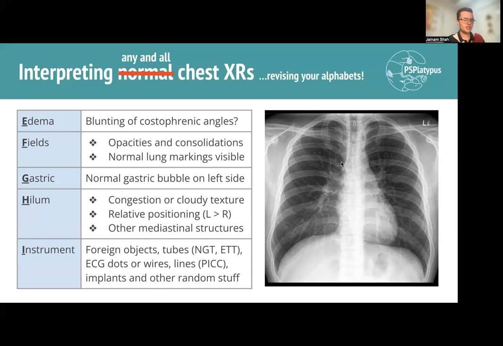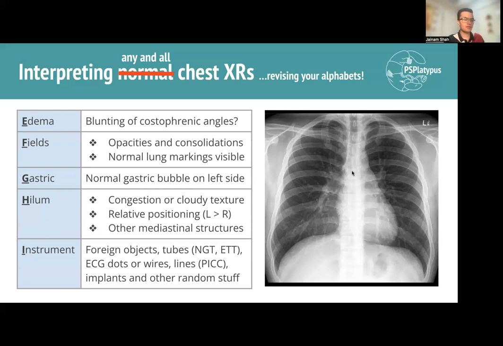It's also a good opportunity just to have a look at some of the other mediastinal structures that could be present around these regions. But again, over here, not very significant. And then finally, look for instruments and extra bits and bobs that you can see on the X-ray. So depending on what situation and context this patient is in, you might be able to see some foreign objects, especially if they've inhaled something and it's gotten stuck somewhere.